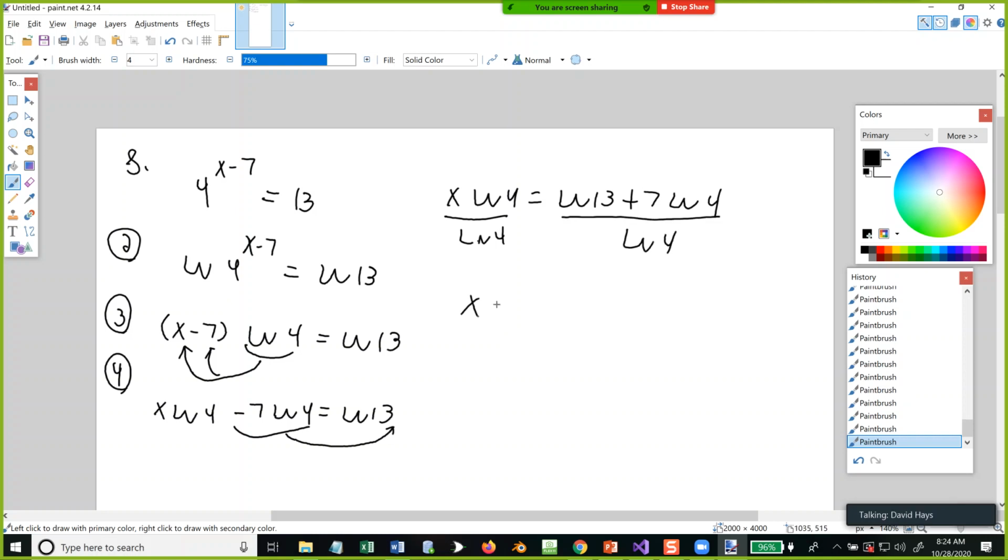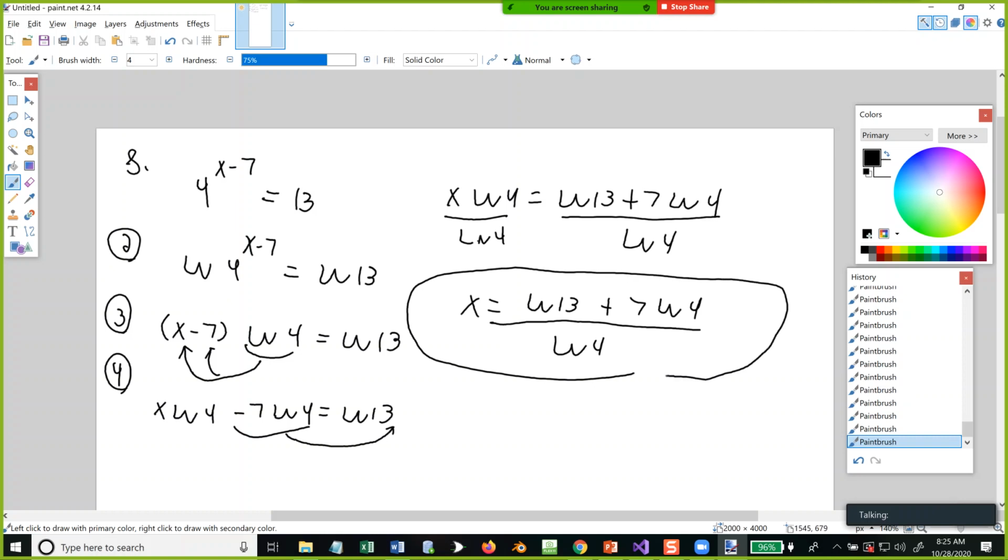And we've got x is equal to natural log of 13 plus 7 natural log of 4 over natural log of 4. We could actually use properties of logs to simplify that a little bit, but there's no need for that. Once you get x by itself, then that pretty well is our answer.